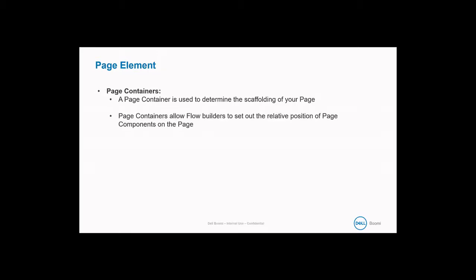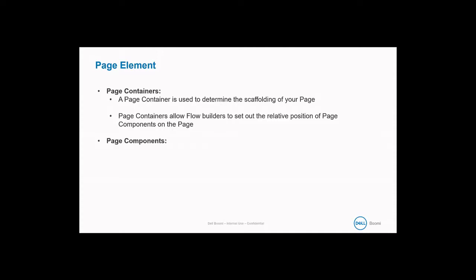A page container is used to determine the scaffolding of your page, and page containers also allow flow builders to set out the relative position of page components on the page. In comparison with HTML5, a page container would be equivalent to a div tag. As a result, page containers do not have any value or input. They are simply used to determine the page layout or scaffolding aspects of the page.